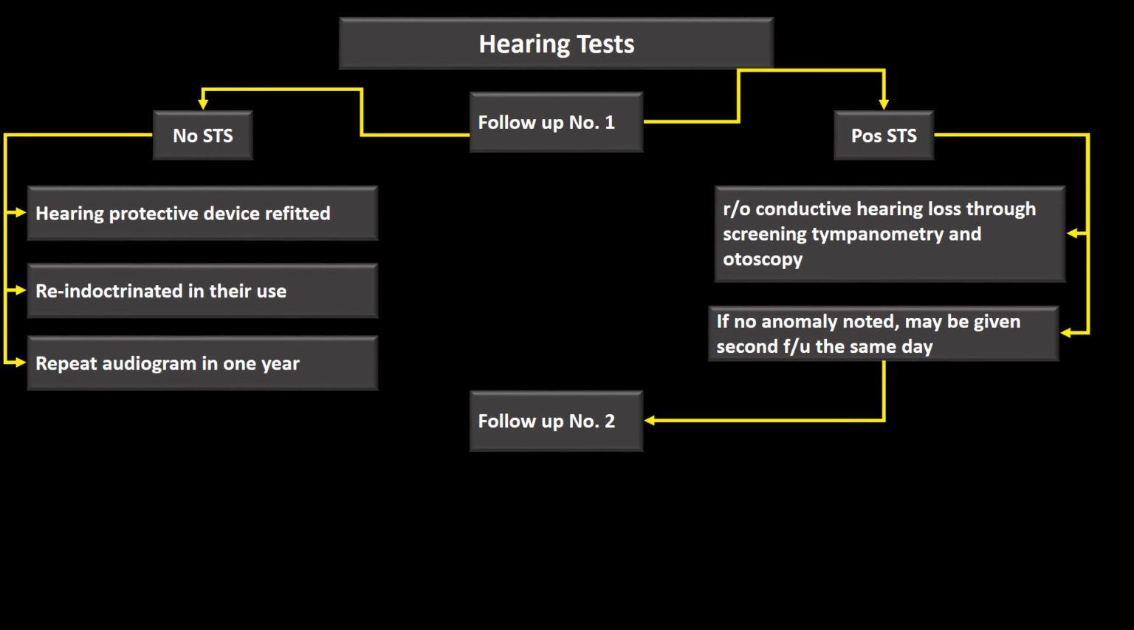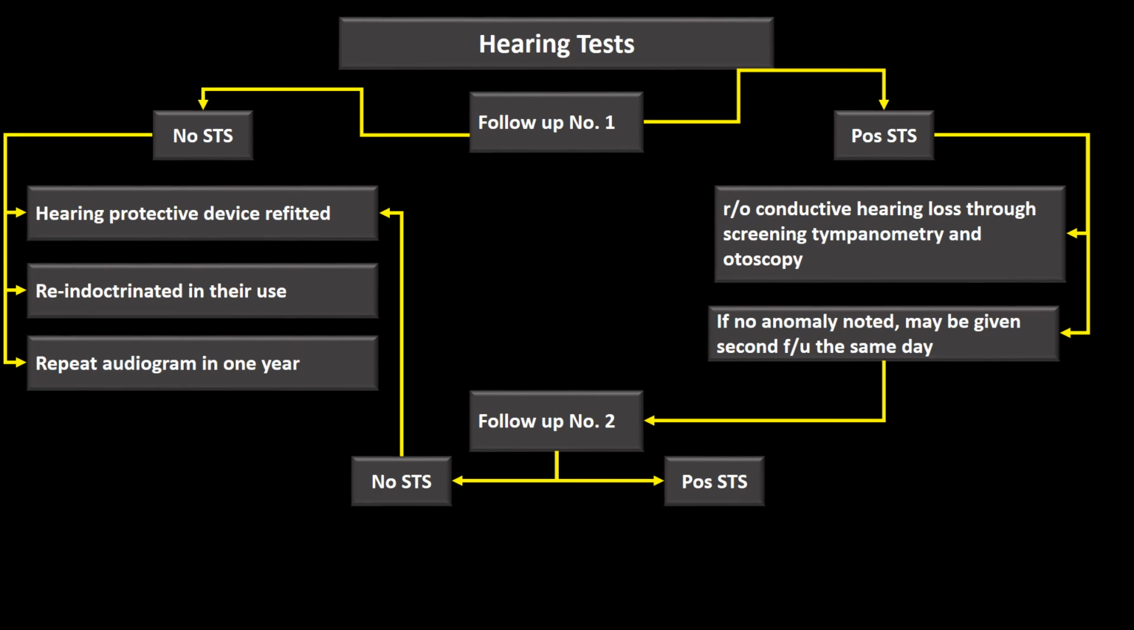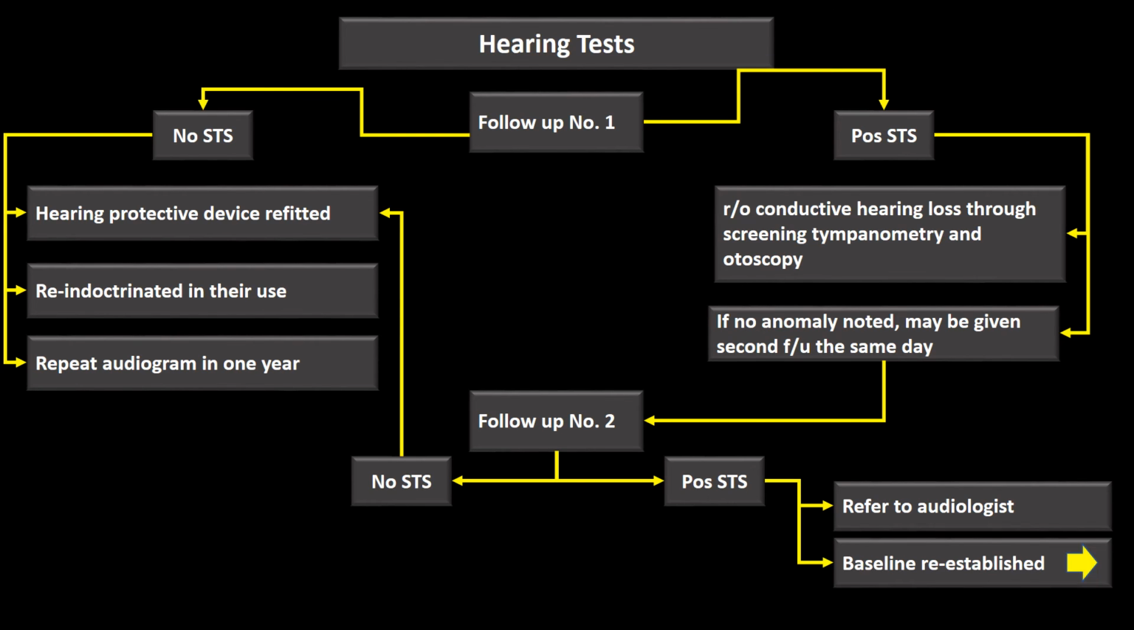So follow-up number 2, which would be the third audiogram. If there's no significant threshold shift at that time, we just jump back up here. Make sure that your hearing devices fit, re-indoctrinate you into the use, and then repeat the audiogram in 1 year. If there still is a positive significant threshold shift, then they're going to refer you to an audiologist, and depending on what they find there will depend on what they do, but more than likely your baseline will have to be reestablished. You still have your reference audiogram, that initial one, but your subsequent audiograms will now be compared to this new baseline.